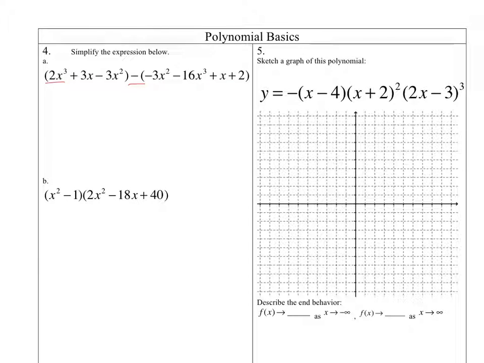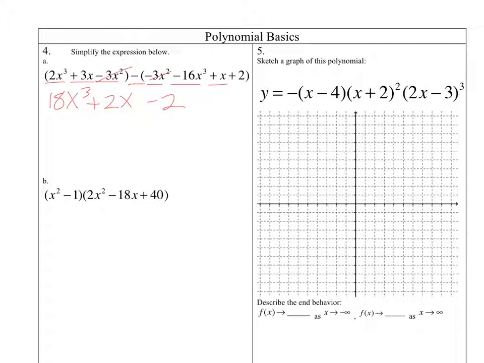2x to the third minus negative 16x to the third is going to be 18x to the third. 3x minus x is going to be 2x. Negative 3x squared minus negative 3x squared, those cancel out. And then we'll have the minus 2 sitting at the end of this.